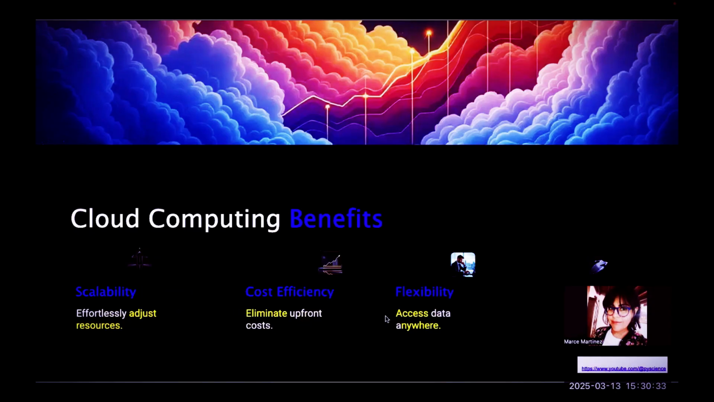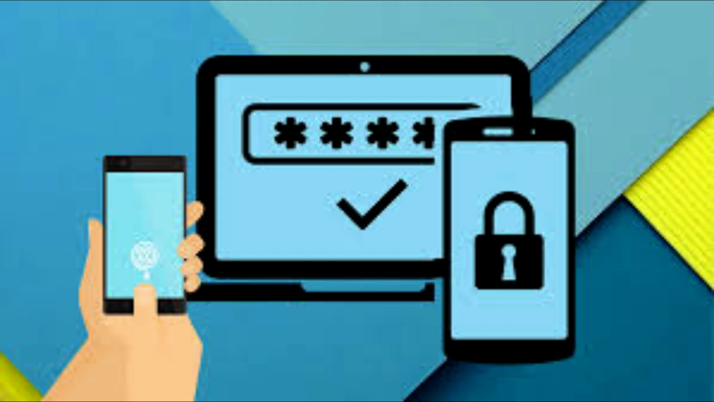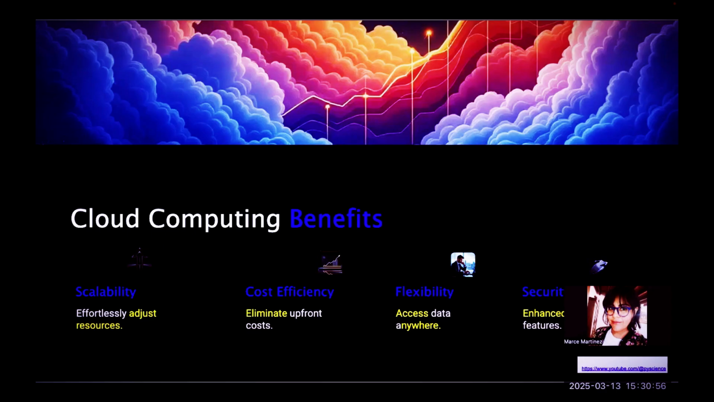Then we have flexibility. Flexibility means that we can access data and applications, as we have already explained. And then we have security, an advanced protection feature to keep data safe. One example of this could be AWS, which provides encryption and multi-factor authentication to protect user data.